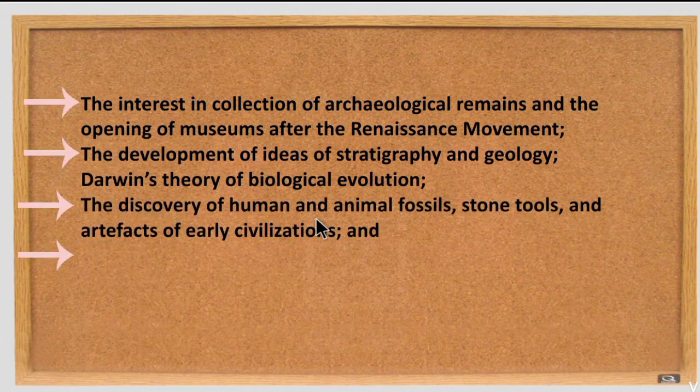The discovery of human and animal fossils, stone tools, and the artifacts of early civilization. They discovered many human and animal fossils. Fossil means dead and decayed things. The stone tools which they used, and the artifacts. Artifacts means the objects which they developed, and through them we can understand the early civilization.